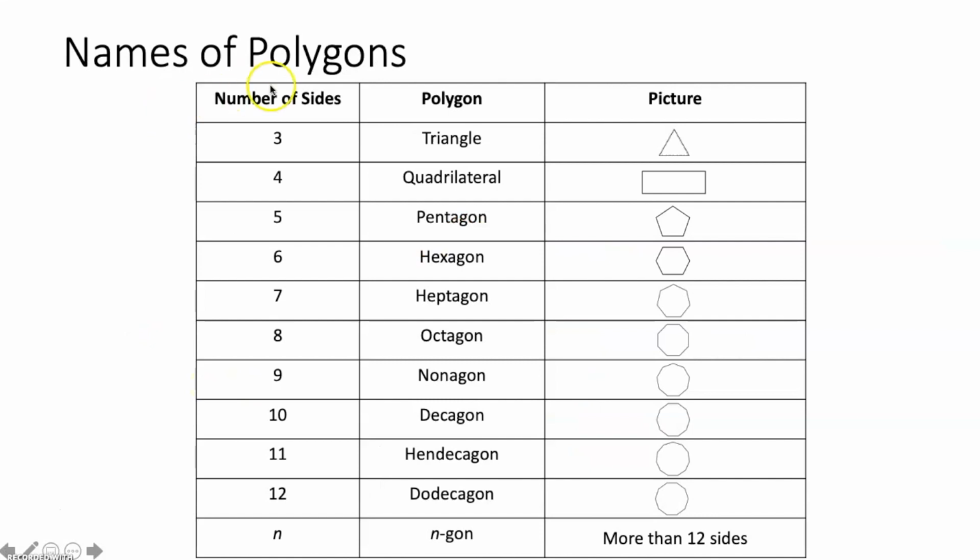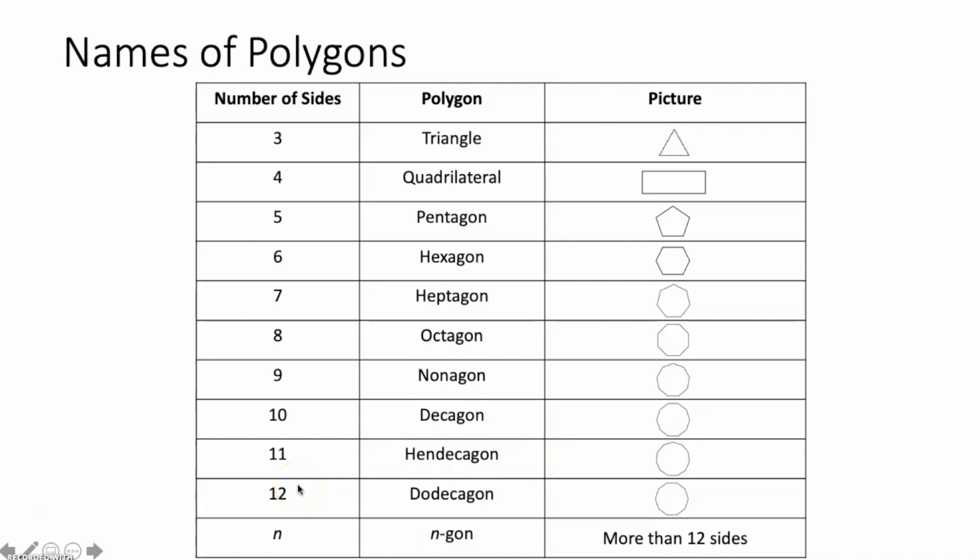Now let's quickly go over the names of polygons. A 3-sided polygon would be considered a triangle. A 4-sided polygon would be considered a quadrilateral. A 5-sided polygon would be considered a pentagon. A 6-sided polygon would be considered a hexagon. A 7-sided polygon would be considered a heptagon. An 8-sided polygon would be considered an octagon. A 9-sided polygon would be considered a nonagon. A 10-sided polygon would be considered a decagon. An 11-sided polygon would be considered a hendecagon.